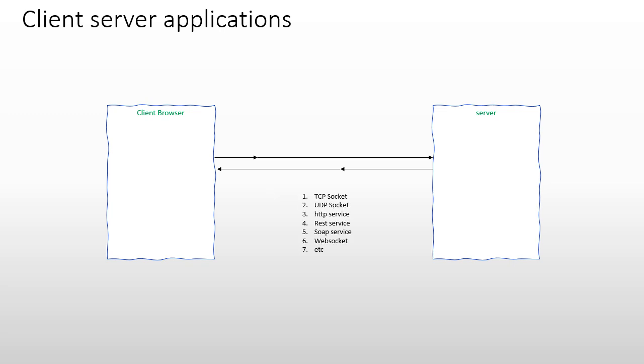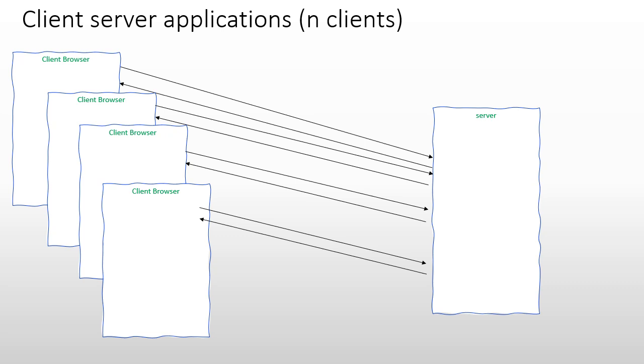Client and server communication can be done over the network using different mechanisms: TCP socket, UDP socket, HTTP protocol. It can be a REST service, it can be a SOAP service, it can be WebSocket. There are several other mechanisms to integrate a client and server. A client-server application can have one server and more than one client. At the same time, one client may connect to more than one server also. To simplify our discussion, we consider one server and multiple clients communicating.